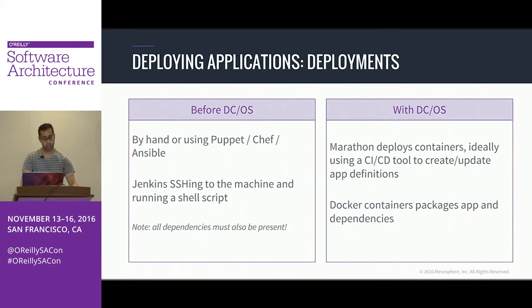When you deploy applications, before you had DCOS, you either did it by hand, or if you were savvy, you would use something like Puppet or Chef or Ansible, or Jenkins SSHing into the machine and running a shell script. So it was a very manual process, kind of brittle. With DCOS, again, your container orchestrator takes care of that. So we have this thing called Marathon. Marathon will basically run the deployment for you. You also package your application and the dependencies with the container so that you don't need to worry about getting dependencies onto the nodes either, which makes it much easier.